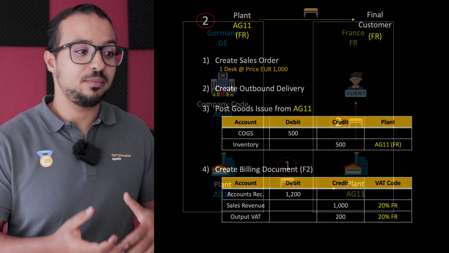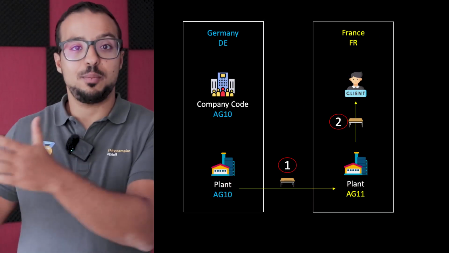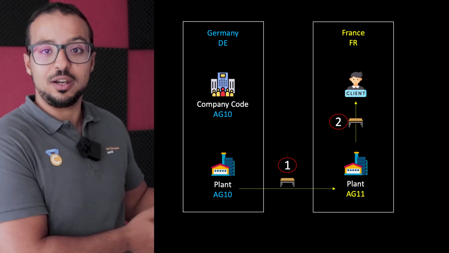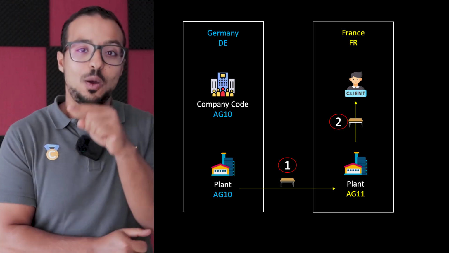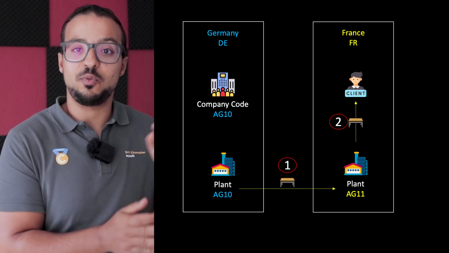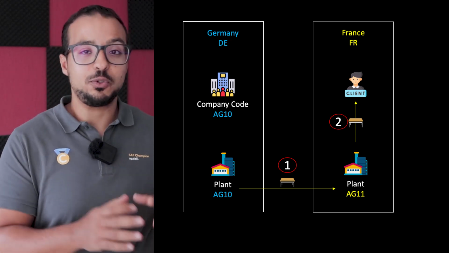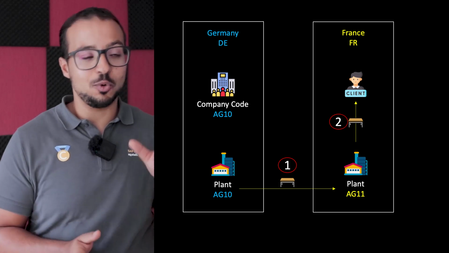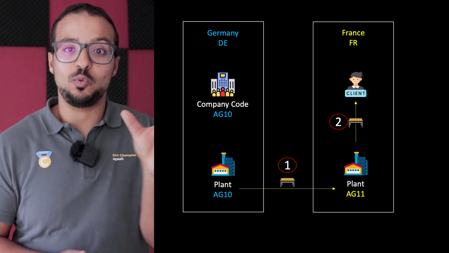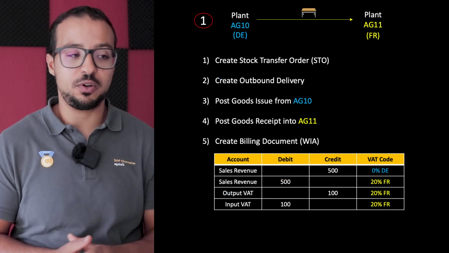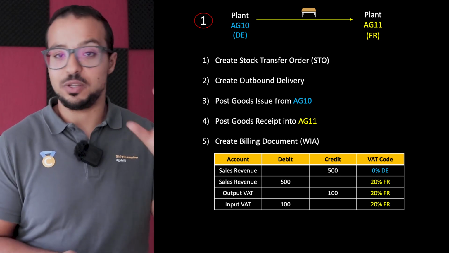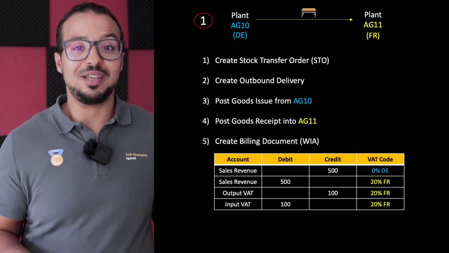Now we have sold our product from the company code and the plant that is in Germany to our final customer that's in France. And we have seen how we can transfer the product to our artificial plant that is in France before we do the final sale. The process is not really that complicated. The most complicated part is understanding the accounting entry that we have when we post the billing document for the stock transfer, the one that has impact on our value-added tax reporting and for Intrastat. So this is the most complicated part. I hope that I explained it well.